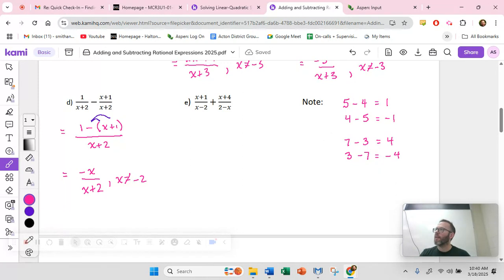So here's the idea, guys. Here's the property we're illustrating. So please jot this down.